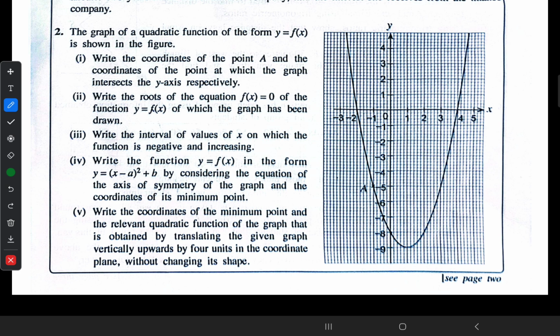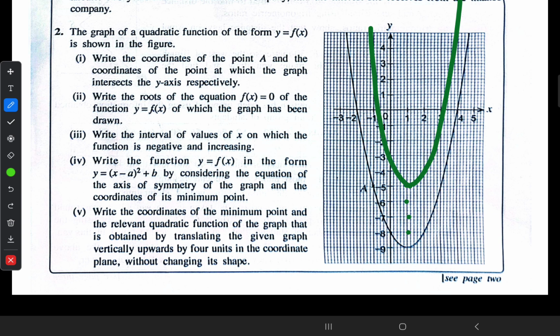Relevant quadratic function of the graph that is obtained by translating the given graph vertically upward by 4 units. You are going to pick this graph and place it 4 units vertically upwards. That means 1, 2, 3, 4 units. So now your graph should be something like this, with the minimum point at negative 5. This is the new location of your graph. You are translating the pre-existing graph vertically 4 units upwards, without changing its shape.